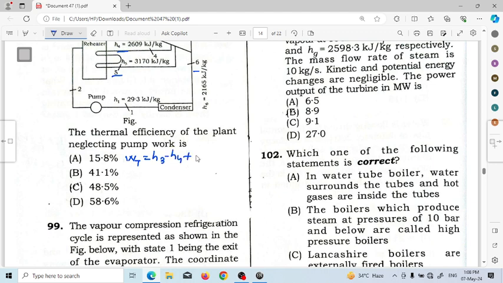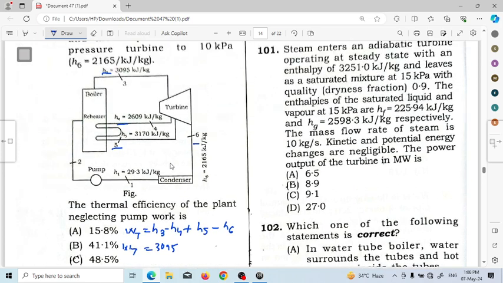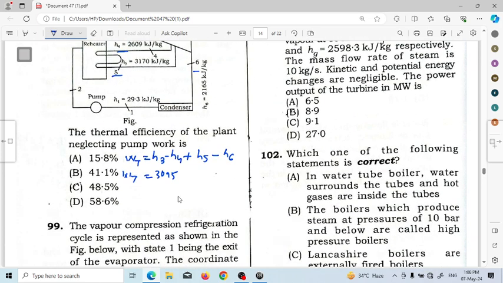S3 minus H4 plus H5 minus S6. The unit is kilojoule per kg. So putting in all the values: S3 given 3095, H4 given 2609, and H5 given 3170, minus S6 given 2165. So calculating the above, the turbine work will be 1490 kilojoule per kg.